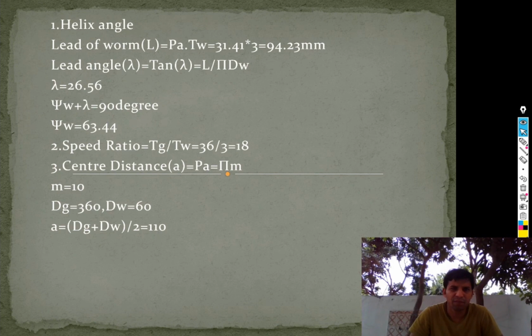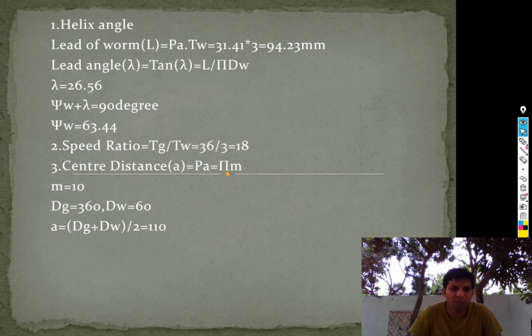We go further. First we have to find the helix angle, and how can we find it? The formula for lead of worm is axial pitch multiplied by teeth on worm. From here we get the lead of worm, and the formula for lead angle lambda is: tangent lambda is equal to L divided by pi dw, where dw is the diameter of worm. From here we can easily find lambda by taking the tangent inverse. So lambda is 26.56.